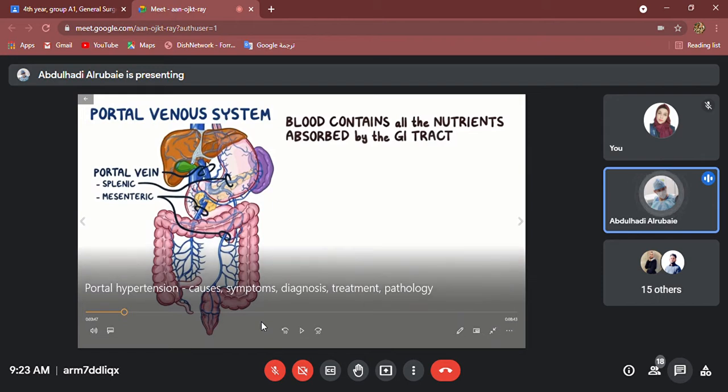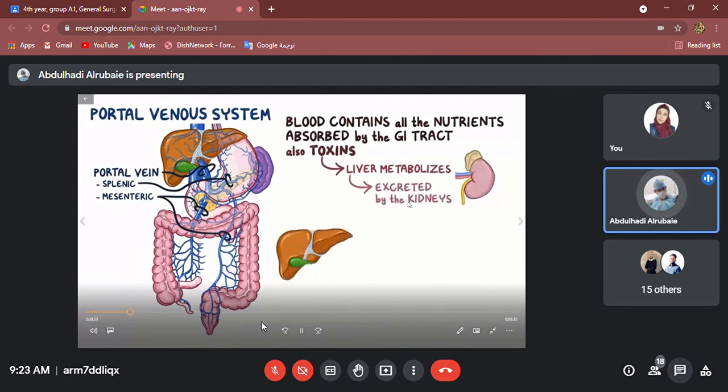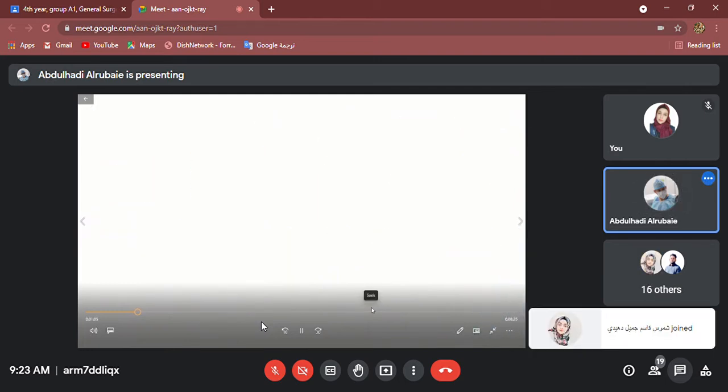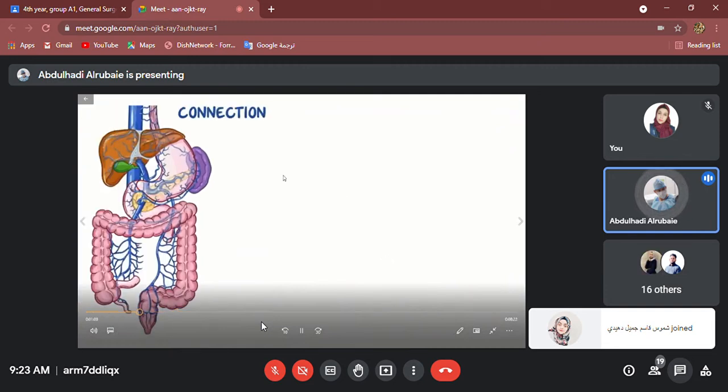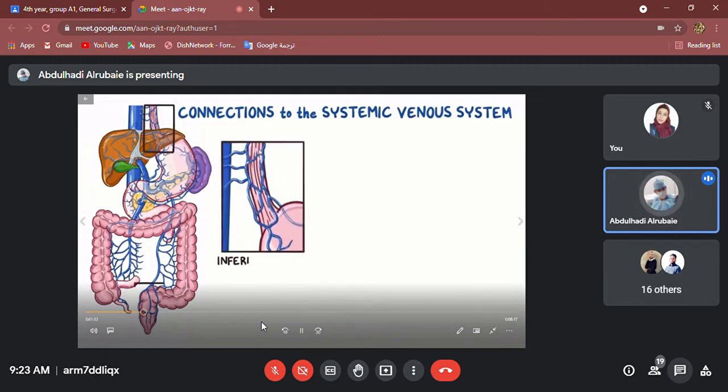الليفر يشتغل عندنا هنا detoxification of these substances absorbed from the GIT, which metabolizes these toxins, which are safely then excreted by the kidneys. Then the liver sends the blood to the heart through the vena cava system. هنا بدي احكي على connection between the systemic and venous system.